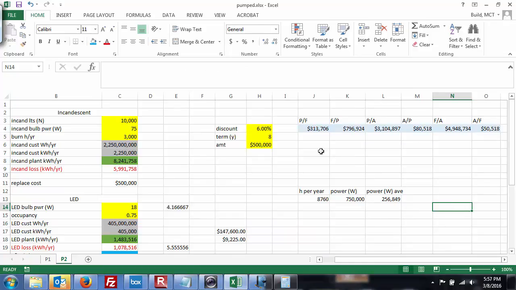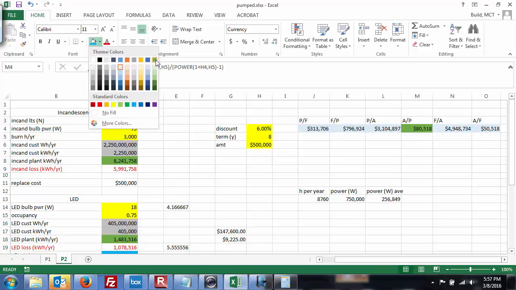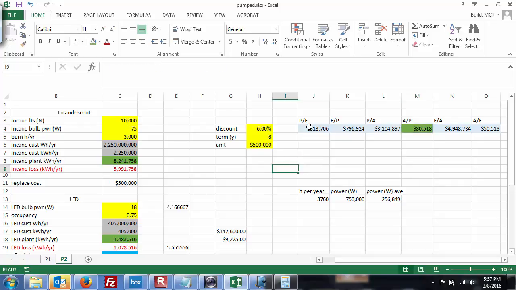8 years. I'm looking at an annuity of 80 grand with money being exchanged at that rate. So if this is the present value, that's my annuity. And let's just double check that. I'm going to put that in green because that's the one I like. Let's just double check that.